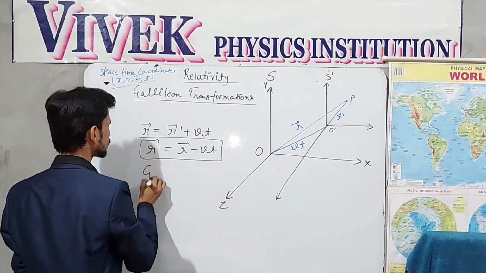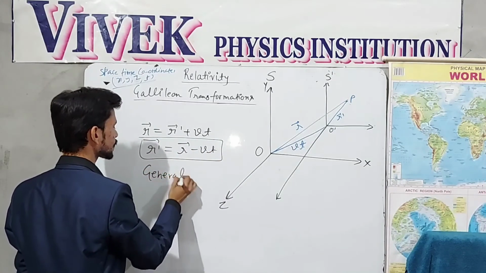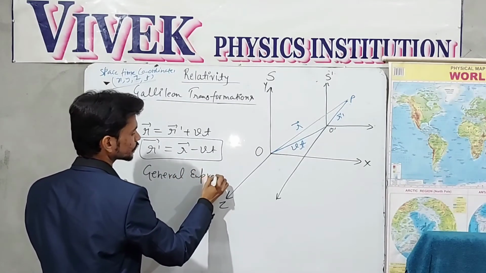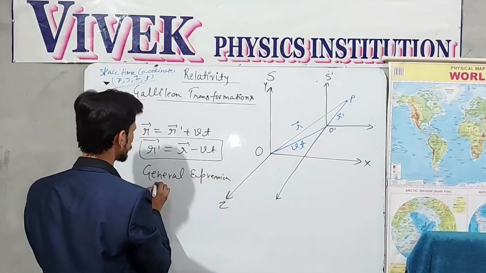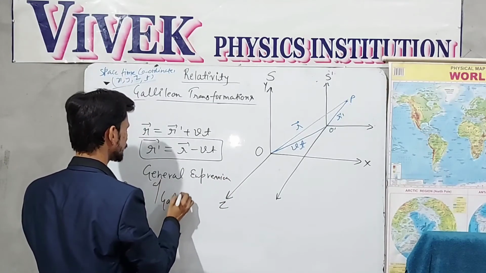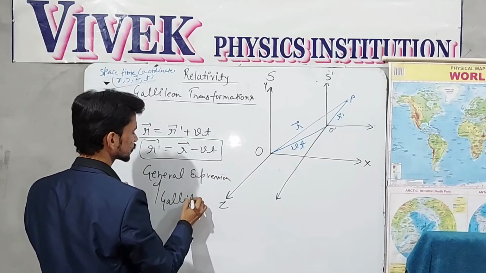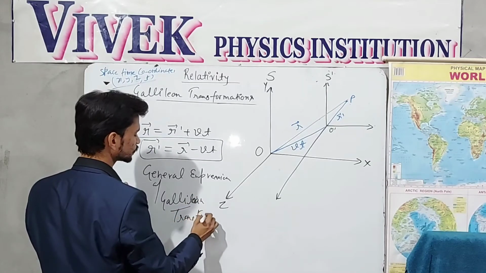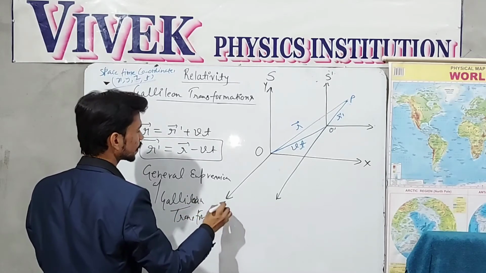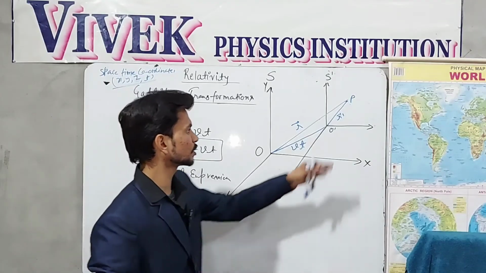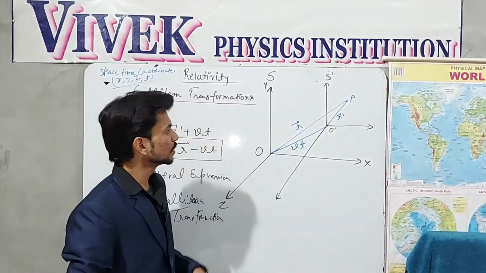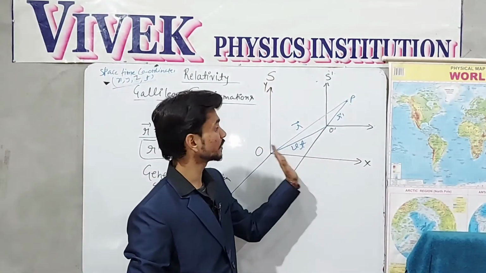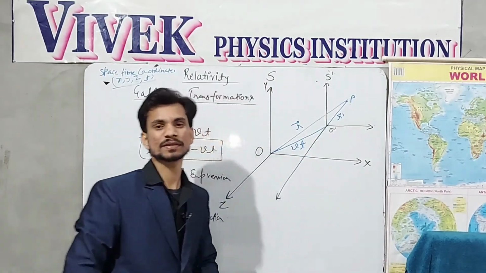So this is a general expression or formula of Galilean transformation of a phenomenon P or particle P, which is observed from one kind of frame of reference to another kind of frame of reference.